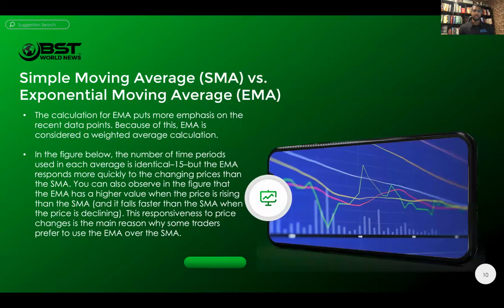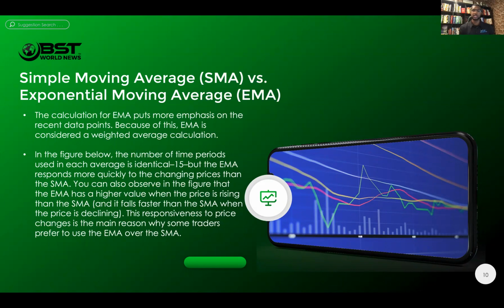All right, so the simple moving average versus the exponential moving average. The calculation for the EMA puts more emphasis on the recent data points. Because of this, EMA is considered a weighted average calculation. In the figure below, the number of time periods used in each average is identical, 15. EMA responds more quickly to the change in prices than the SMA. You can also observe in the figure that EMA has a higher value when the price is rising than the SMA, and it falls faster than the SMA when the price is declining.